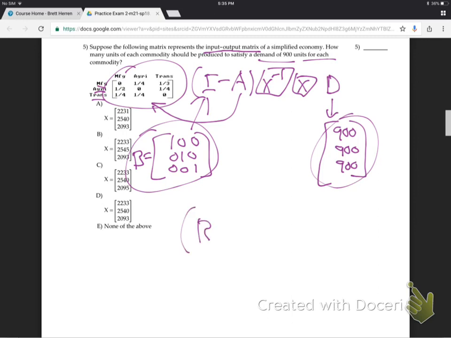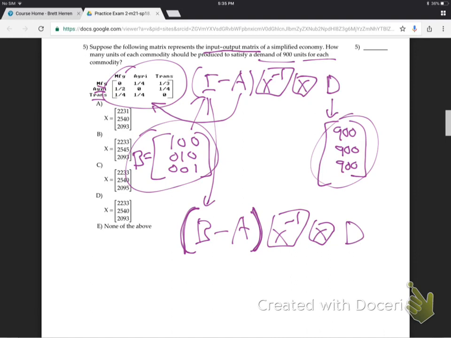Store them in your calculator and then type in, parentheses are important, B, which represents the I matrix, the identity matrix, minus the A, we have parentheses here, hit inverse, times the D matrix, and hit enter, and you'll get your answer on that, and it'll be answer D.